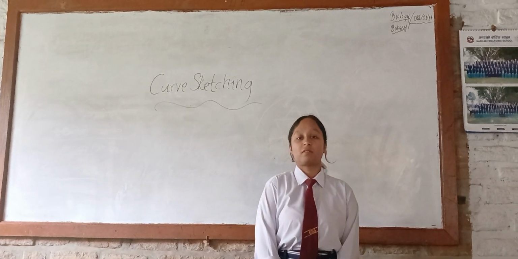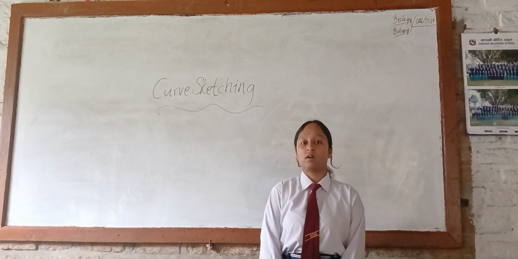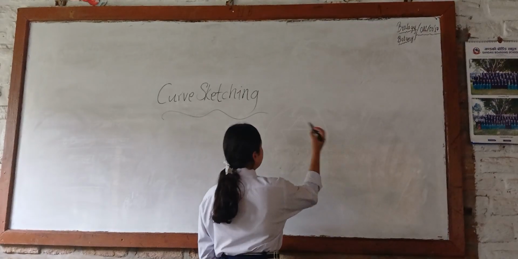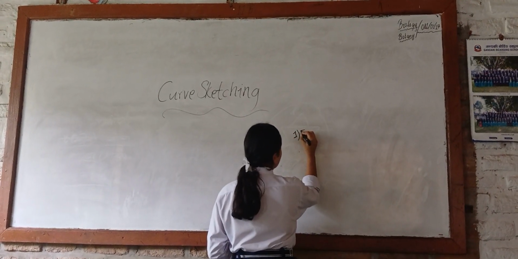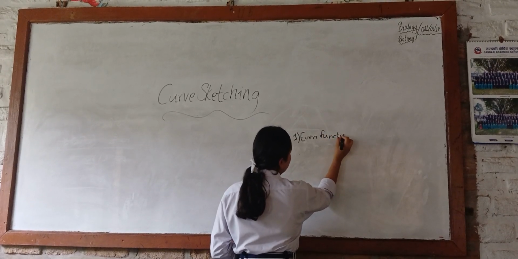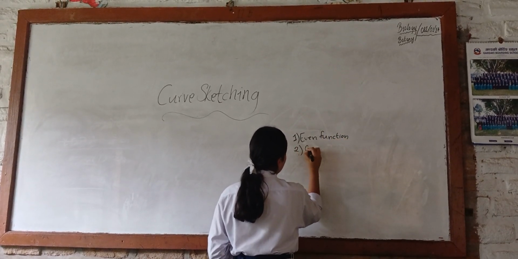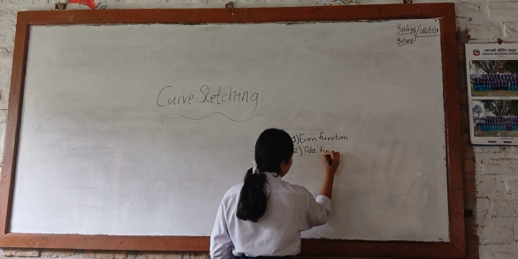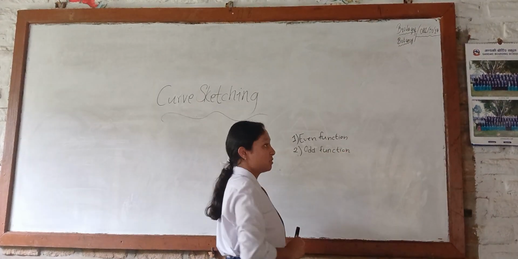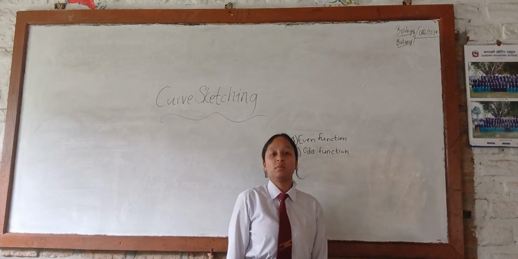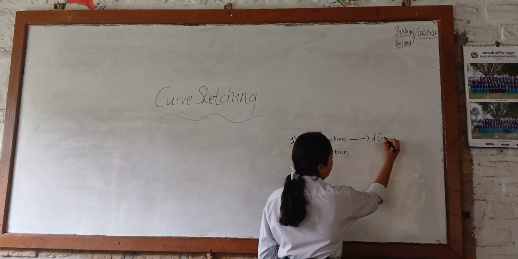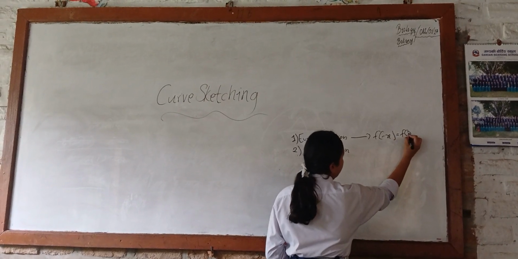Curve sketching is the graphical representation of a function. There are two types of function: even function and odd function. A function is said to be an even function if f(-x) is equal to f(x).